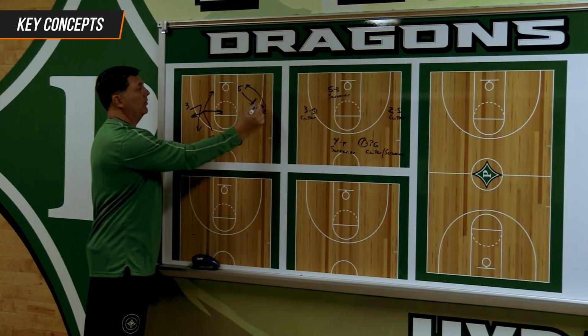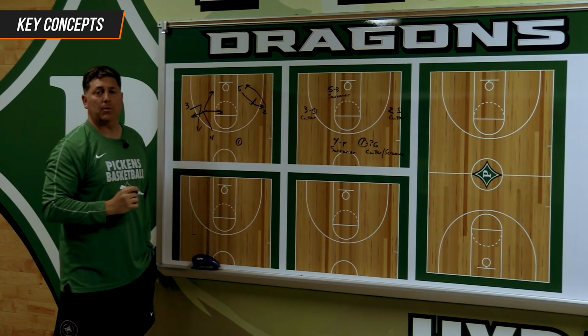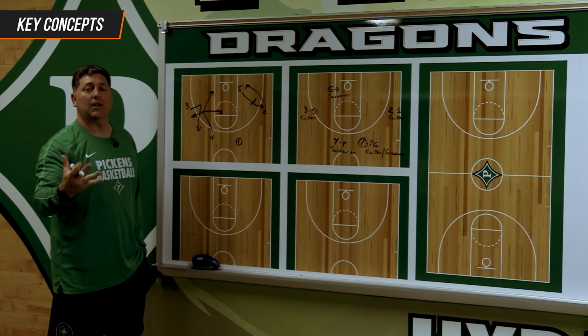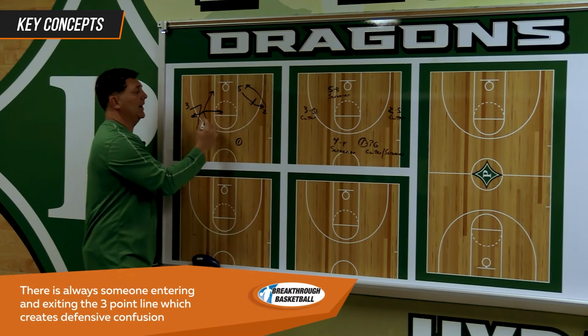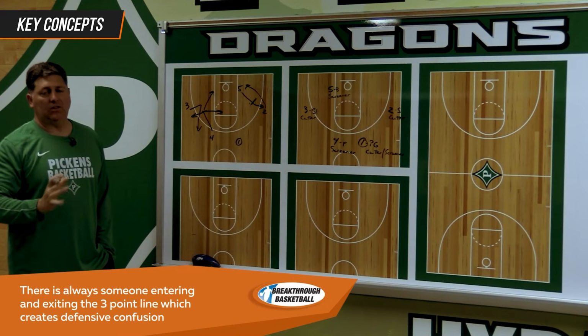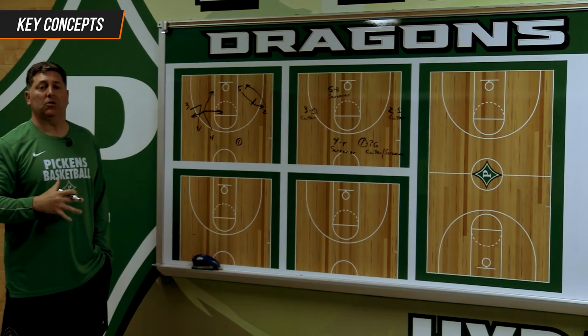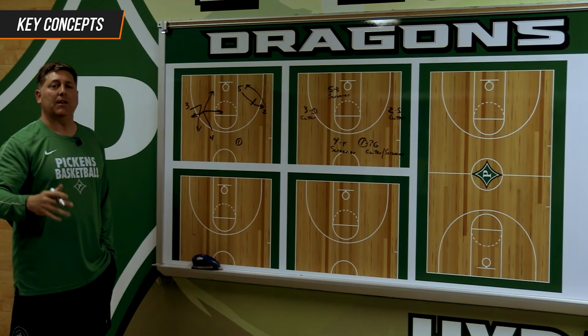So you'll see we have 2 entering the 3-point line and 3 exiting the 3-point line. And this creates a lot of confusion for the defense. We also have 4 entering the 3 after a down screen, but yet we have 5 exiting the 3. This doesn't sound like a whole lot, but it does make a huge difference in our offense. It keeps everything on balance, and it keeps everything flowing in and out.